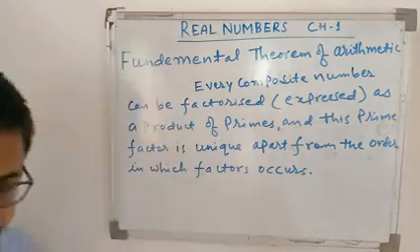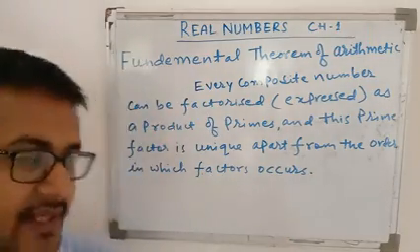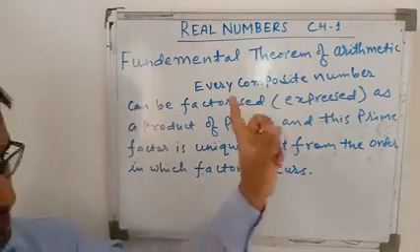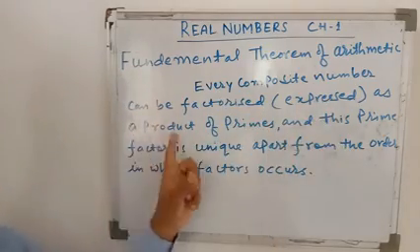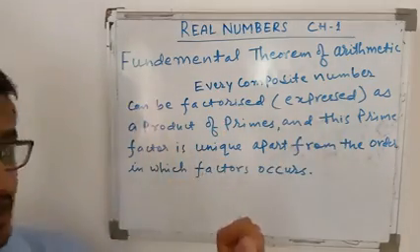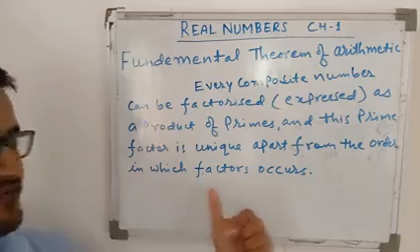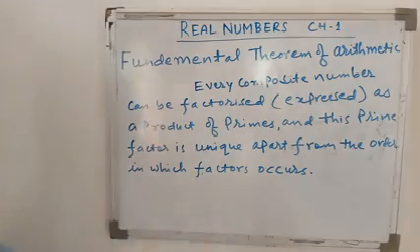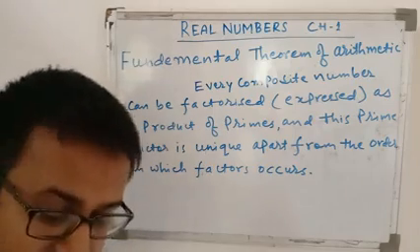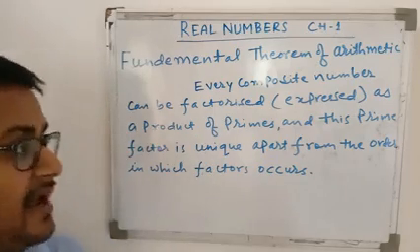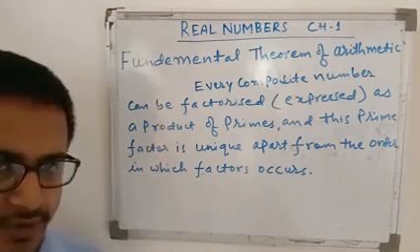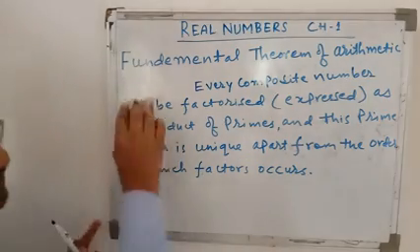Again, you can see the statement in the NCERT book also. Every composite number can be factorized or expressed as a product of its primes, and this prime factorization is unique apart from the order in which prime factors occur. So this is the main statement of the fundamental theorem of arithmetic. Sometimes in the board exam they may ask the statement, so you have to write this, or you can see the NCERT book also.